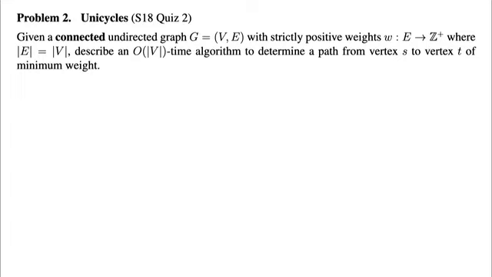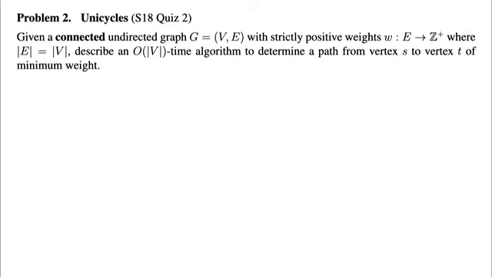It's been reworded a little bit from Spring 18 so that I could point out some other features of this graph. We're given a connected graph, and connected is in bold, so that might be an important property of our graph that we're trying to communicate to you. A connected undirected graph with strictly positive edge weights, right? So they're mapping to the positive integers, where the size of E is the same as the size of V. So I have the same number of edges as I have vertices. We're trying to find an order V time algorithm to determine a path from some vertex S to some vertex T with minimum weight.